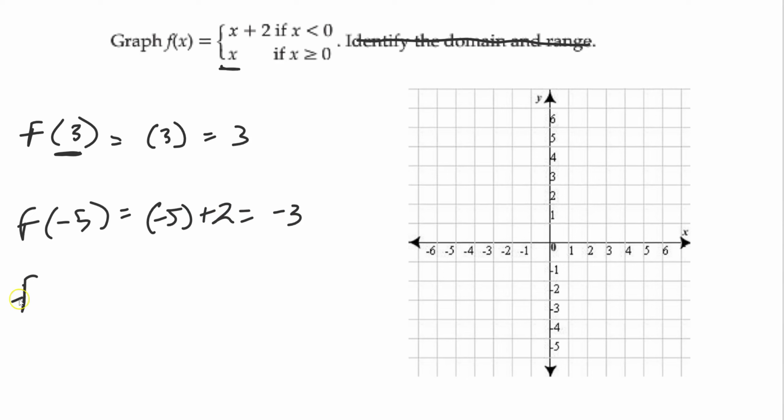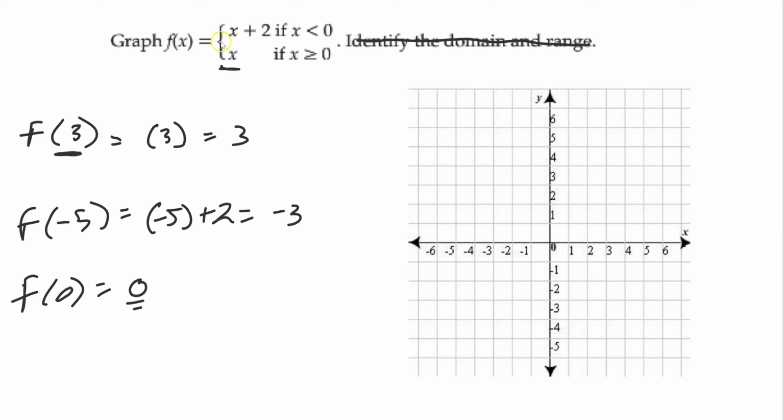And what if I ask you f of 0? Well, you just see which one it qualifies for. Less than 0 or greater than or equal to 0? Well, it's equal to 0, so it's this one. So it's just 0. So that's how you find a value. That's how you evaluate a function when it's piecewise. You just look at where it falls. Does it fall in this graph or this equation? And plug it in. Now if you want to graph it, I kind of do it this way.